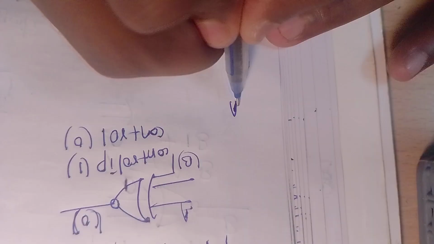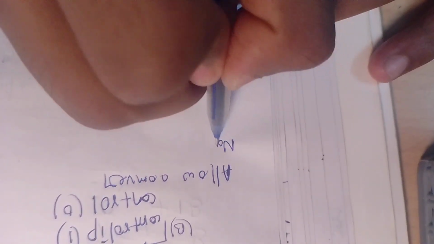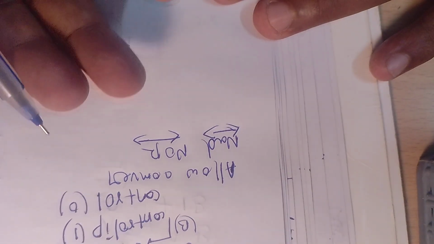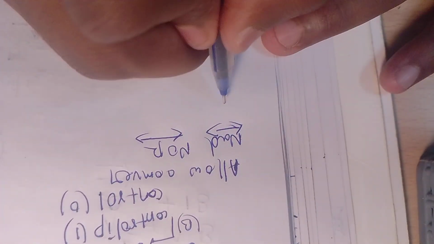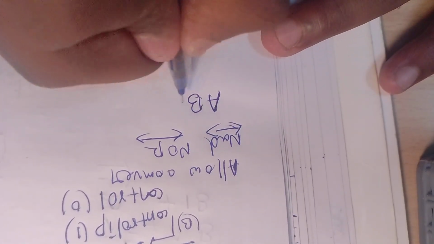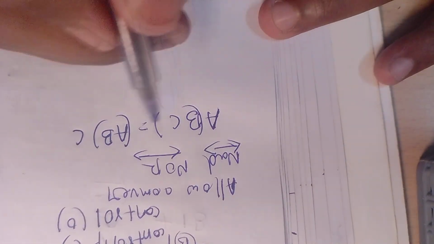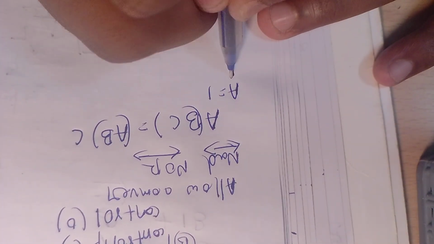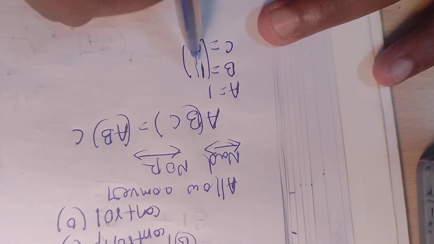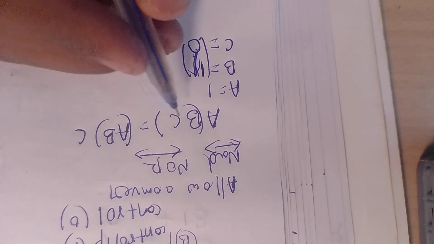All the gates follow the associative law and commutative law except NAND and NOR. What it means is that they cannot follow the associative law. You can observe this for the NAND gate. The associative law means A into B C equals A into B into C. If you provide inputs like A equals 1, B equals 1, C equals 0, and one of the inputs to the NAND gate is 0, the output is going to be 1 only.